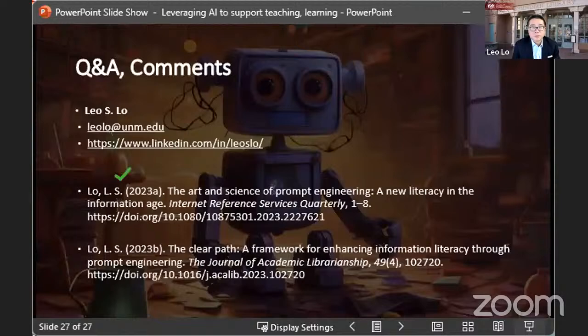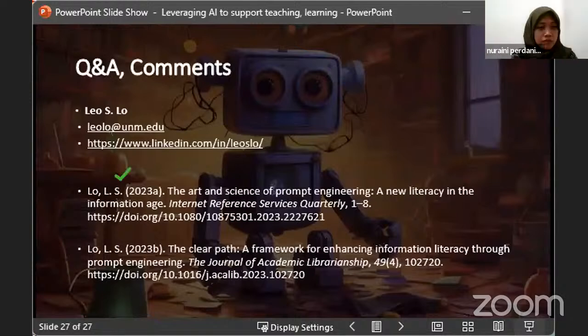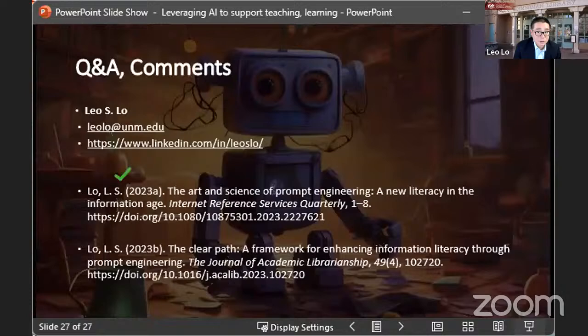So you broke up a little bit, but let me restate the question, and let me know if I have it right. You're asking, if we want to raise the AI literacy level in the library, which tool should we use first? Is that correct?